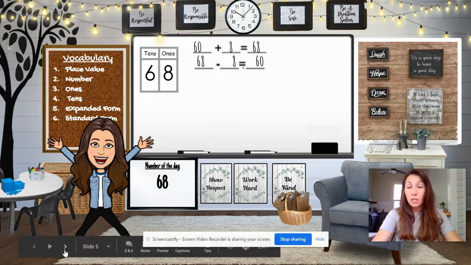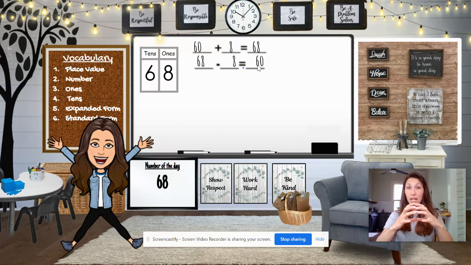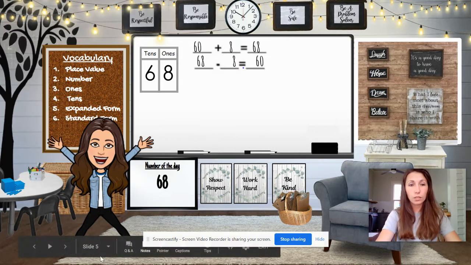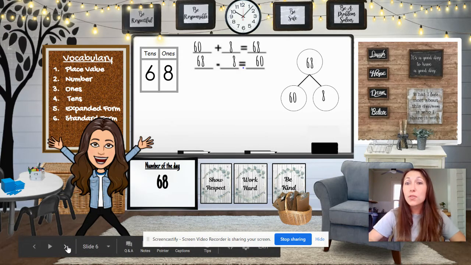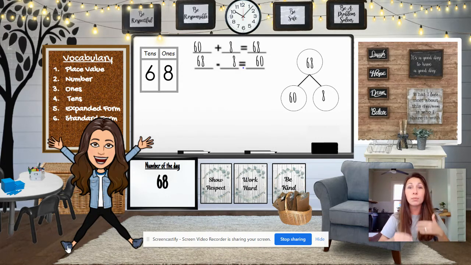Okay. So here, this is what we did. You have 68, take away 8, which we know 8 is in the ones. So I have 68 and I'm taking away 8 of those ones. And it leaves me with what part? 60. So I had 68. I took away all of the 8 ones and it left me with 60. Good job.